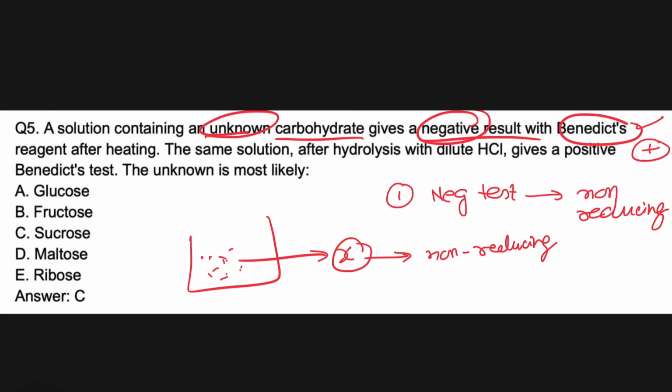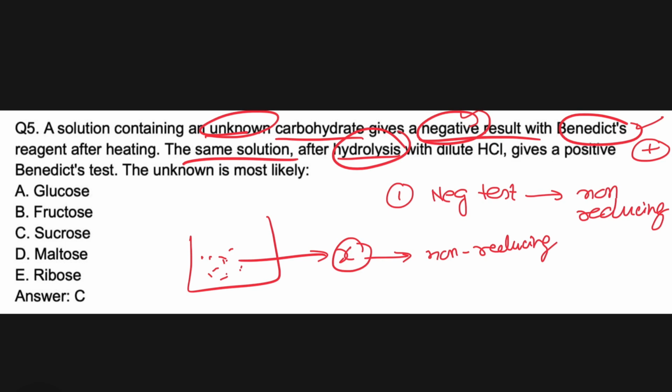Sucrose is a non-reducing sugar. Most of the polysaccharides like starch, glycogen, cellulose, because they don't really have any free anomeric carbon, are non-reducing sugars as well. Okay, let's get back to the question. It says it gives a negative result. A negative Benedict test, we know, means a non-reducing sugar. And the same solution after hydrolysis. After hydrolysis, what does that mean? It means when you break down a bond using H2O.